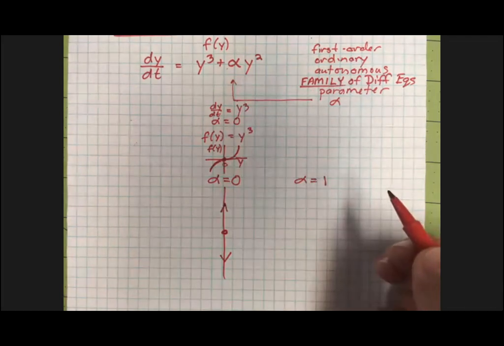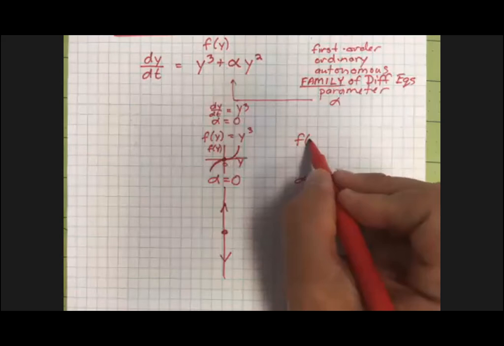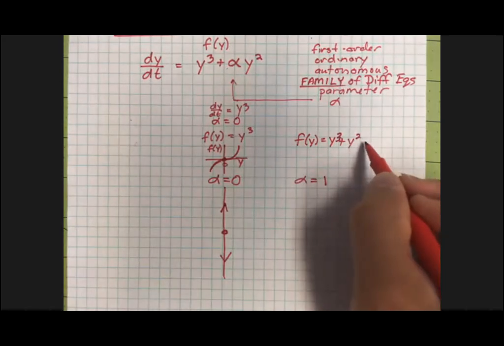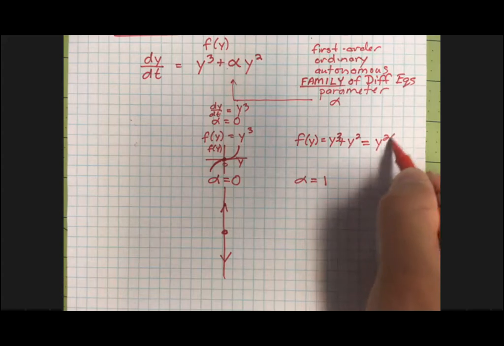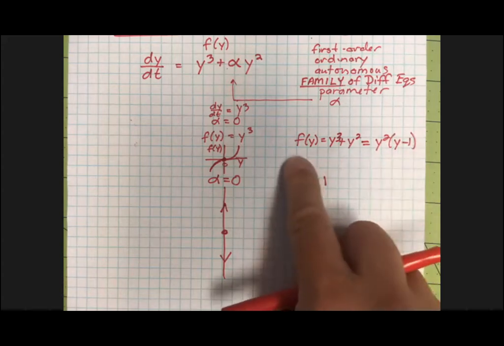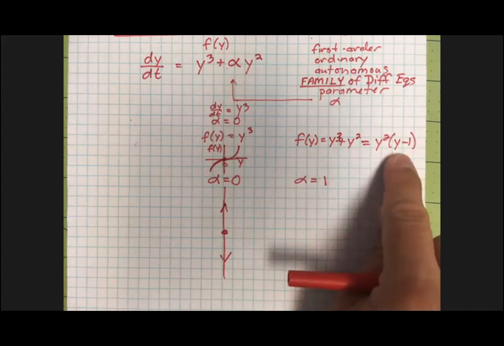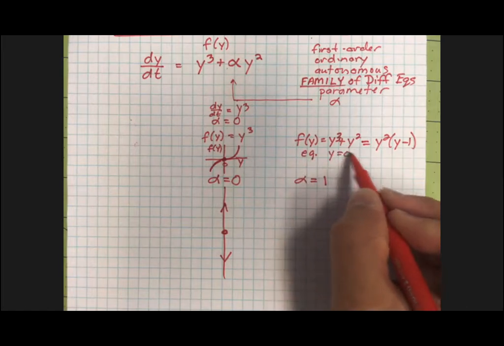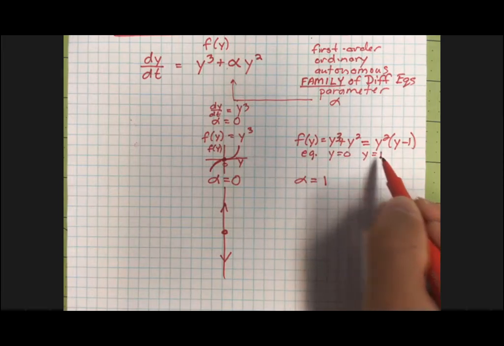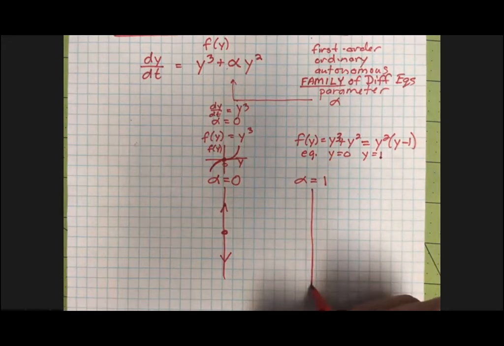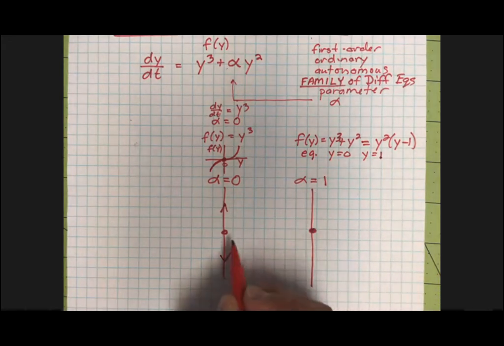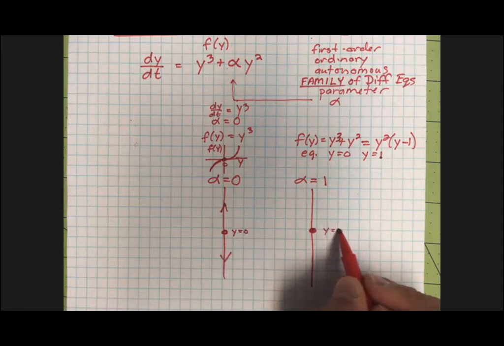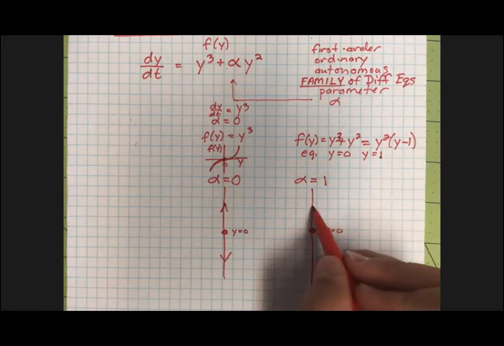Well, then the differential equation, slope function, is y cubed plus y squared. Or you could write that as y squared times y minus one. Now, when is this function equal to zero? At two places, the equilibrium solutions are y equals zero and y equals one. That's a different phase line. y equals zero. This was y equals zero here too. I don't have to label that, but I'll try to keep them consistent for a while. y equals one, higher.